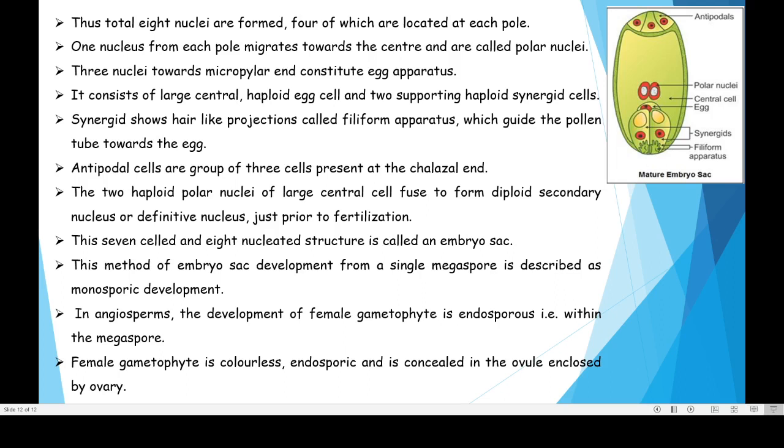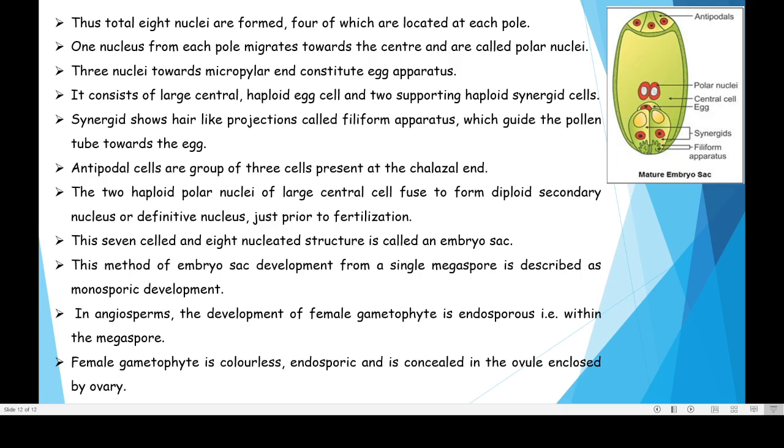There are 3 nuclei present at the micropylar end. This end is the micropylar end, and at this end you will find the presence of the egg apparatus. This complete structure is known as the egg apparatus. You will find the egg cell, the haploid female gamete, together with 2 synergids. The role of these synergids is to guide the pollen tube towards the egg cell.